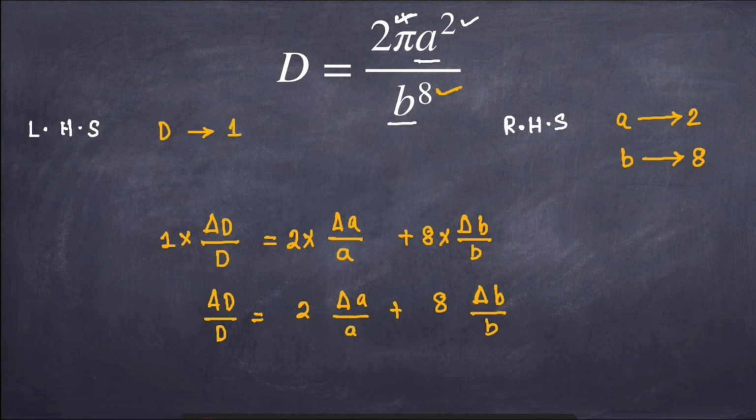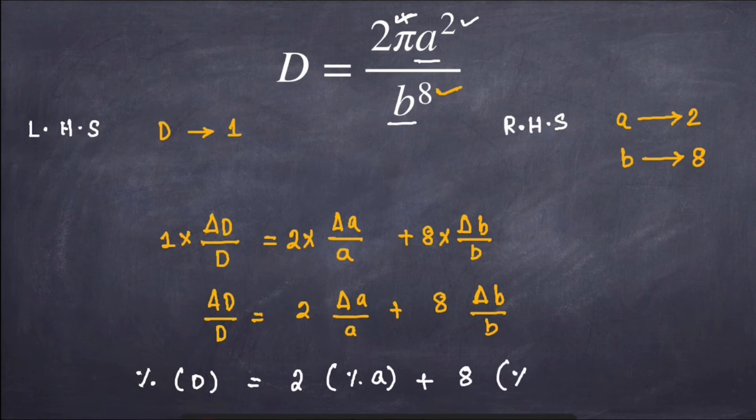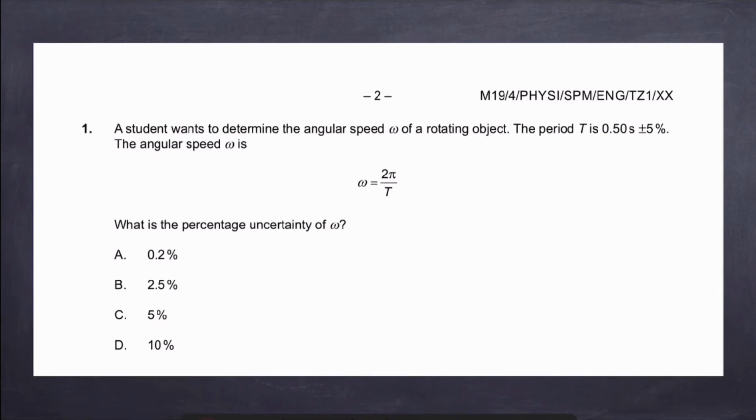Now what I am doing is again multiplying the equation with 100%. When you multiply the equation by 100%, in the same way we get that the percentage error in d is equal to twice of the percentage error in a plus 8 times of the percentage error in b, just like in the previous case. Now let us solve some problems that came in your IB examination.